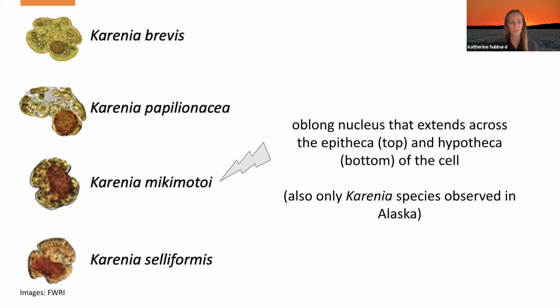And if you look at those other species, those are all species that we see in the Gulf of Mexico and other parts of the US, with the exception of Karenia brevis, which is only in the Gulf of Mexico. You can see that the nucleus changes position. Next slide, please.